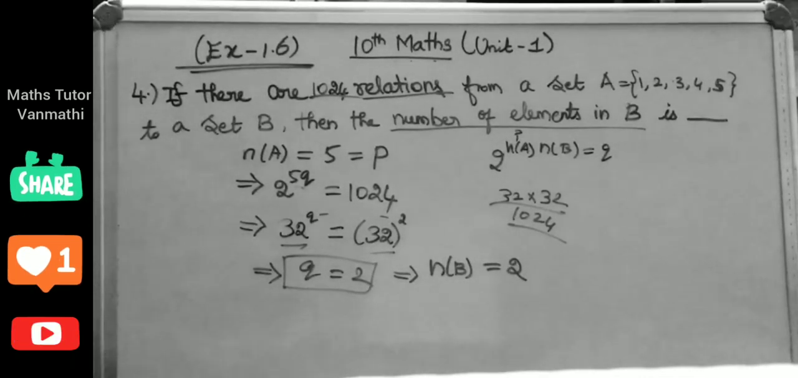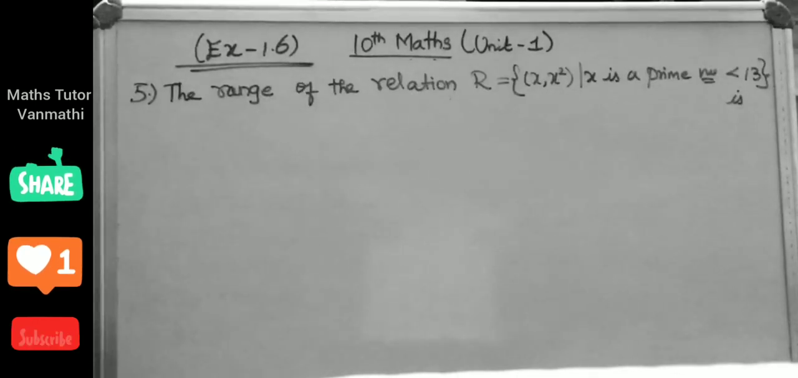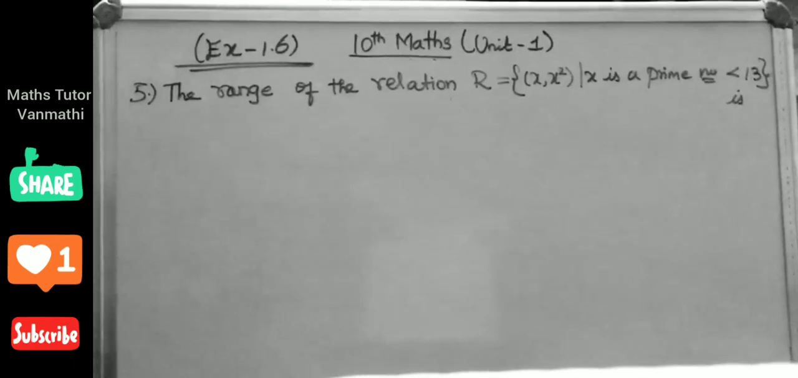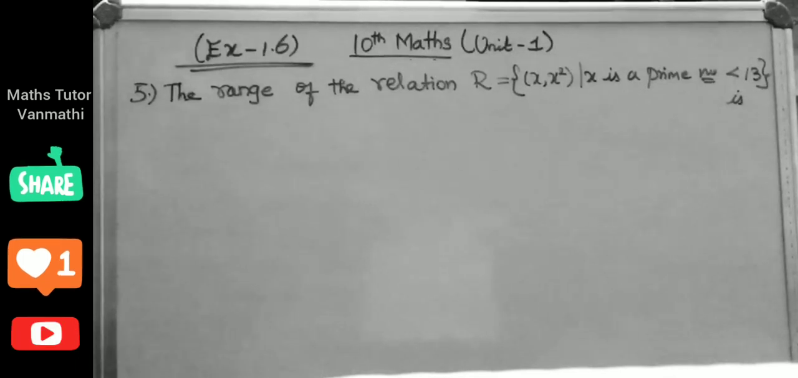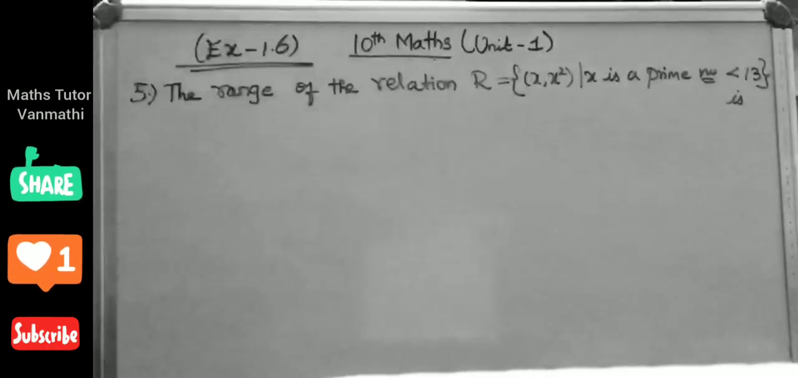Next we can go on to the fifth problem. Fifth problem: the range of the relation R equal to {(x, x square) such that x is a prime number less than 13} is, that is, we are going to find the range of this relation.